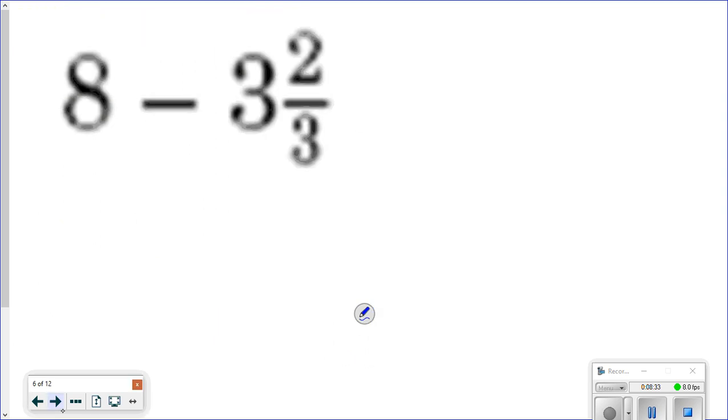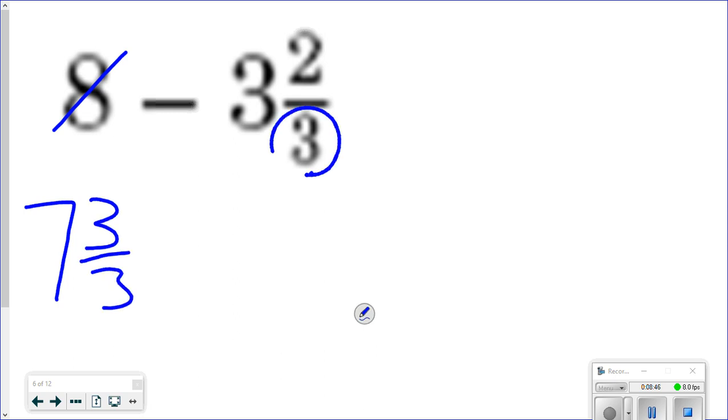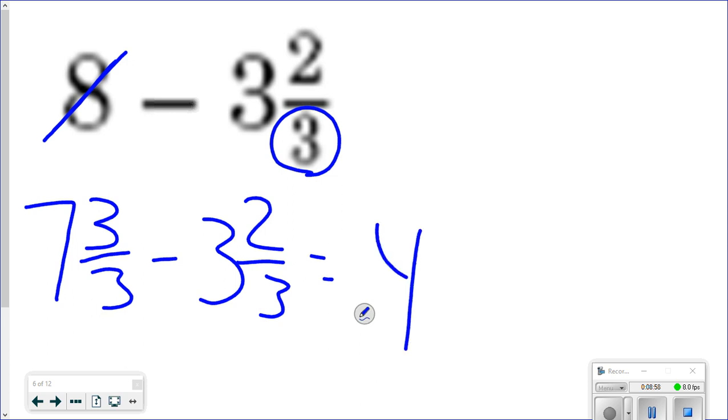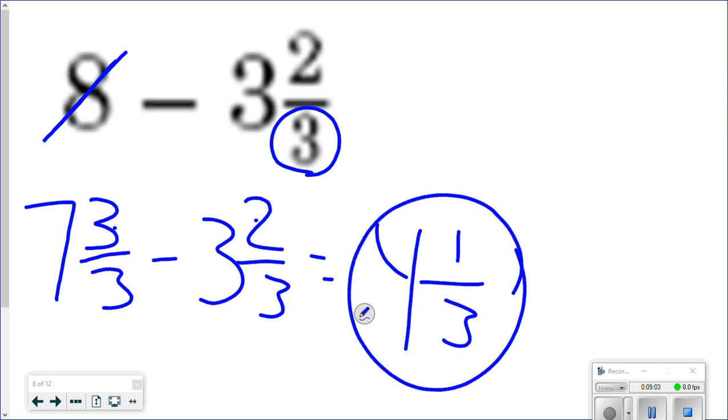Okay? Here's now 8 minus 3 and 2/3. Watch closely here now. I'm going to take this 8 and I'm going to make it a 7. Because this is a 3, I'm going to make this a 3 over 3. Just because this is a 3, I made it a 3 over 3. Because now I don't have to find common denominators. But I had to borrow to make the problem easier. Now I can simply solve. 7 minus 3 is 4. 3 minus 2 is 1. And I have 3 as my common denominator.